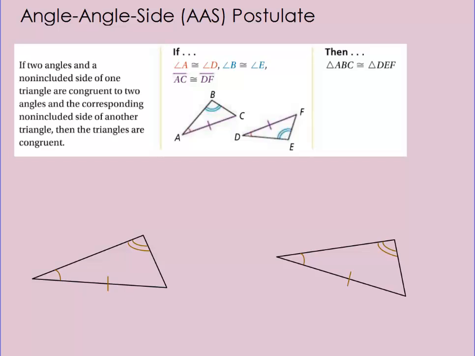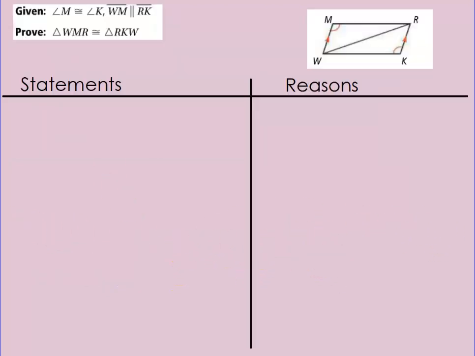Okay, check the other postulate. Angle, angle, side postulate. So this is where you have two angles, and then the next side, they're congruent. That's why it's called angle, angle, side. You go angle, angle, side. It's the order they're in. So, for example, this triangle right here is congruent with this triangle right here. It doesn't matter if you move them around, twist them, they're both going to be congruent.